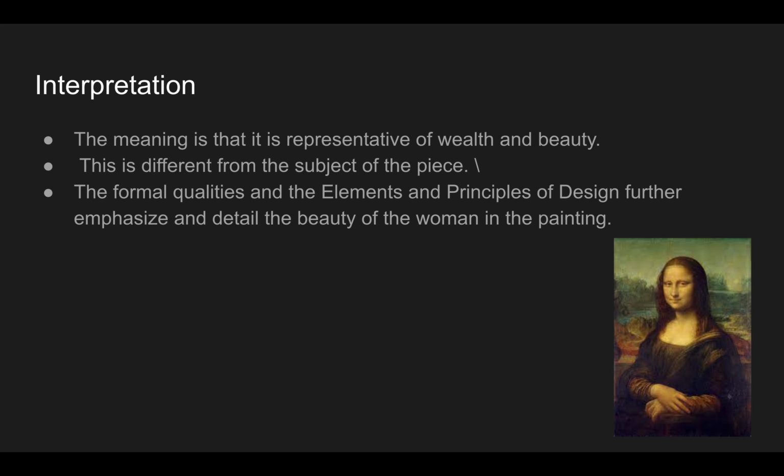Da Vinci wanted to express imaginary beauty, and he was more successful in doing so with the dreamlike background and the emphasis of a woman. I would have to say that the reaction that Da Vinci wanted was successful. Mona Lisa, the title, is significant in describing the meaning because it is the name of a woman, and one would assume that someone wouldn't paint a picture of an unattractive woman. If one just hears that a painting is titled the name of a woman, they're going to assume that that woman is most likely going to be attractive. The formal qualities and the elements and principles of design further emphasize and detail the beauty of the woman in the painting.